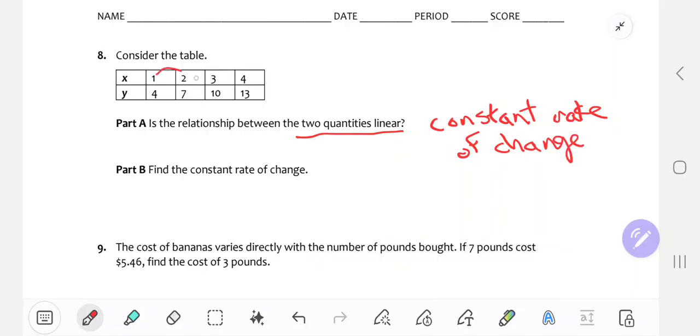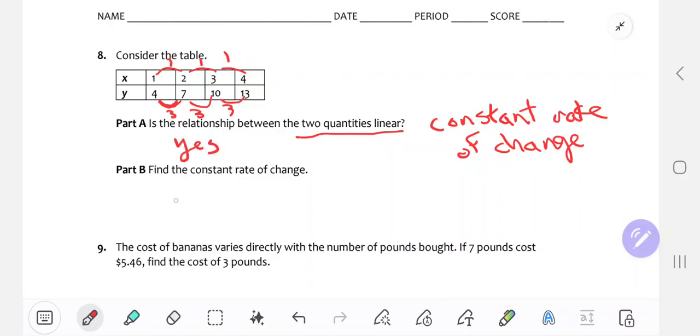And so we check the change. It goes up 1, 1, 1, 3, 3, 3. So that's a constant ratio. Now if we were to do 7 divided by 2 and 10 divided by 3 and 13 divided by 4, we can't do y divided by x, or the ratio of y to x is not equivalent. So therefore it's not proportional. But the rate of change, the ratio of the change in y to the change in x, is the same. So that means it's linear, just not proportional. So yes, it's linear.